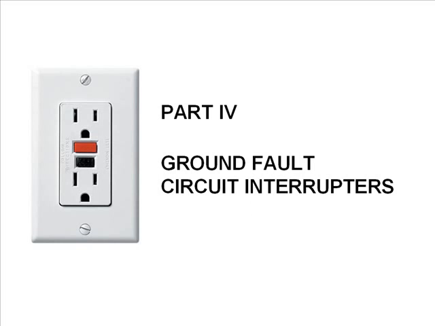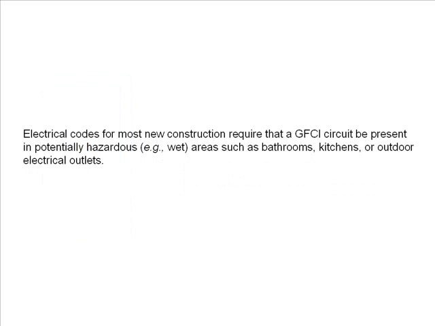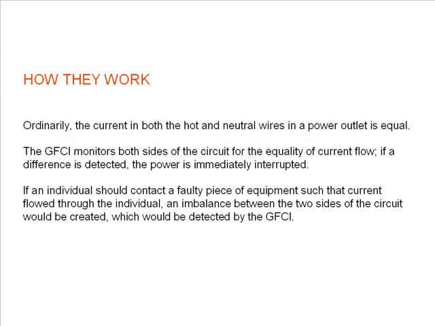Okay, let's talk now about ground fault circuit interrupters, which many of you have in your home. Electrical codes for most new construction require that ground fault circuit interrupter circuits be present in potentially hazardous, wet areas like bathrooms, kitchens, or outdoor electrical outlets. And you'll see them in many of the restrooms at the Cleveland Clinic. Ordinarily, the current in both the hot and neutral wires in a power outlet is equal. It goes out the hot, returns through the neutral, and nothing goes through the ground. The ground fault circuit interrupter monitors both sides of the circuit for equality of current flow, and if a difference is detected, the power is immediately interrupted.